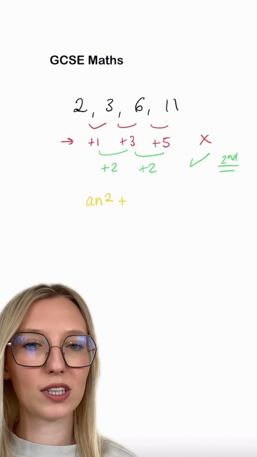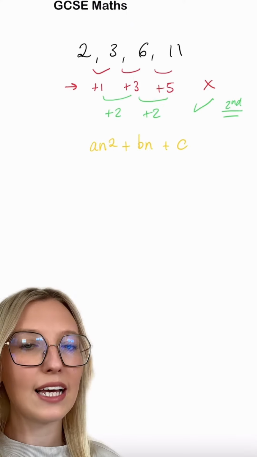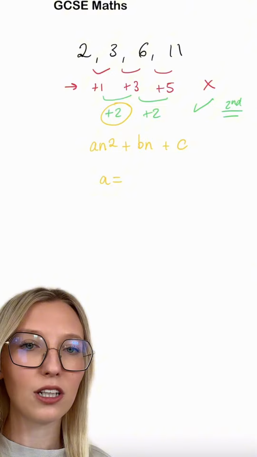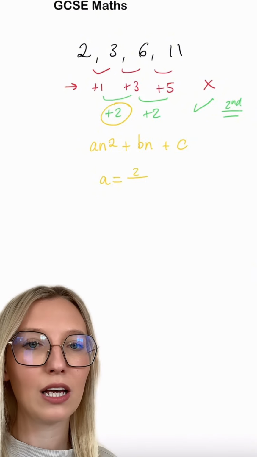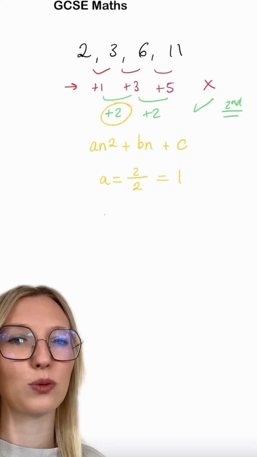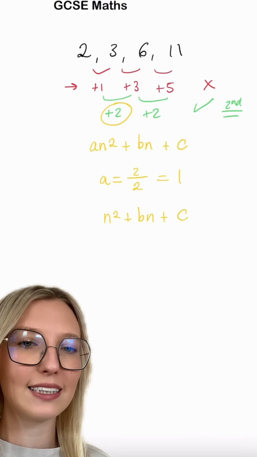The format of a quadratic sequence is an squared add bn add c. Now a is very easy to find, as it's just going to be the second difference divided by 2, and we can do this every time. 2 divided by 2 just gives us 1. So plugging our 1 back into our quadratic sequence format, we're left with n squared add bn add c.